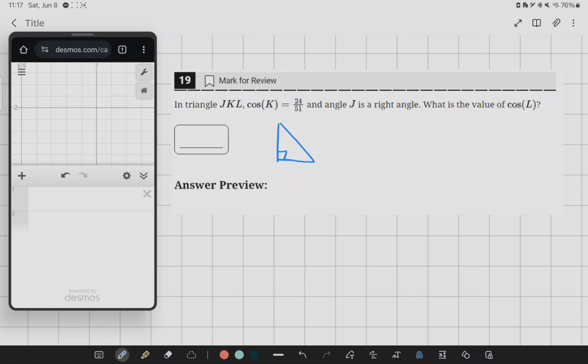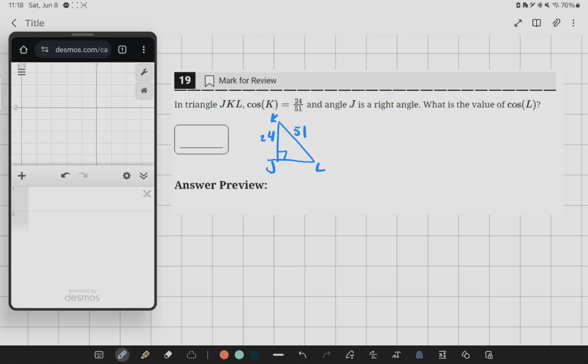We know that the right angle is going to be J, and we know the cosine of K, so we can use SOHCAHTOA. Cosine is adjacent over hypotenuse, so we know our hypotenuse is 51. Our adjacent is 24, and that just leaves JKL. Now we're going to use the Pythagorean theorem here to figure out the cosine of L.